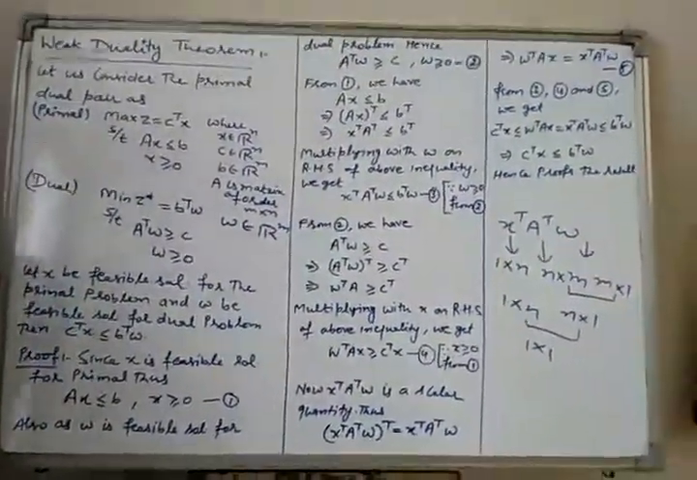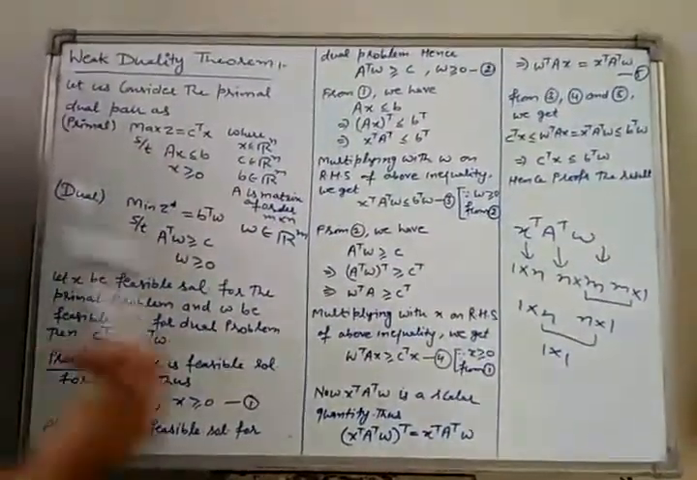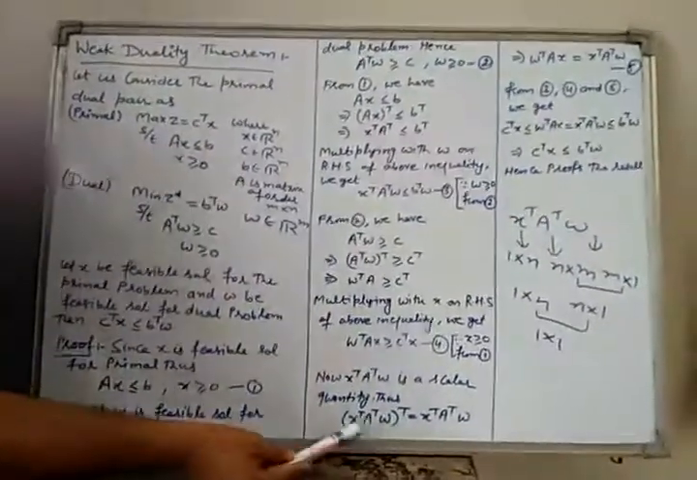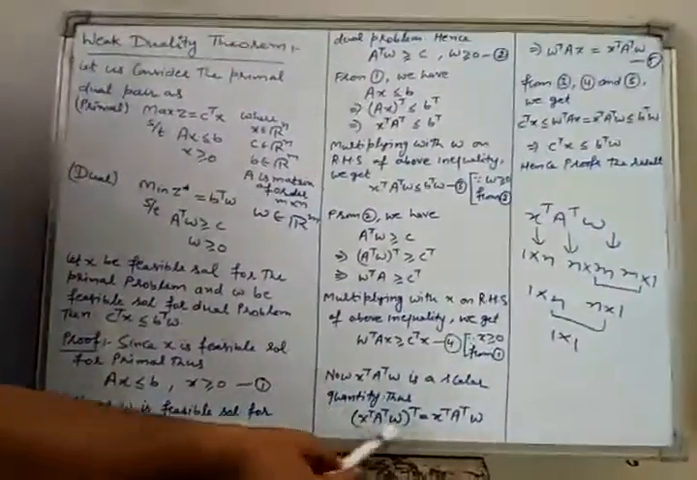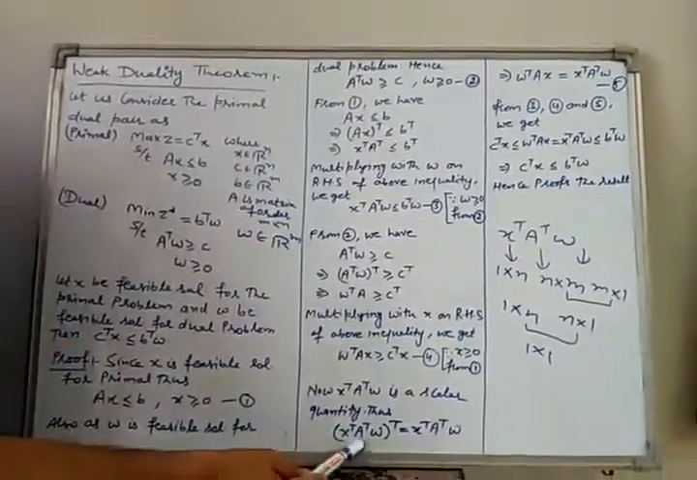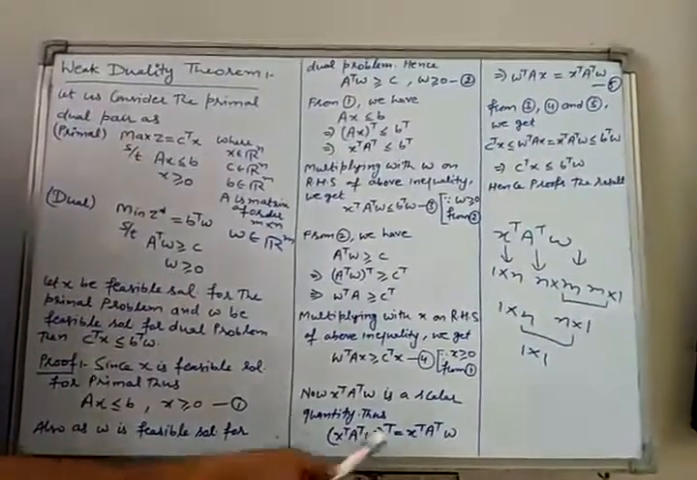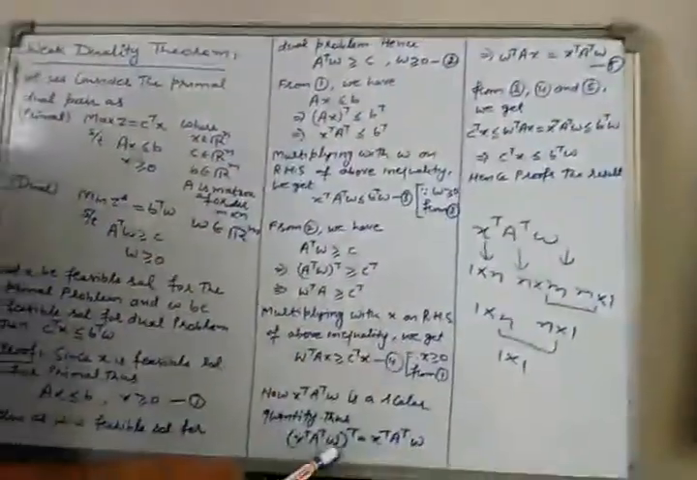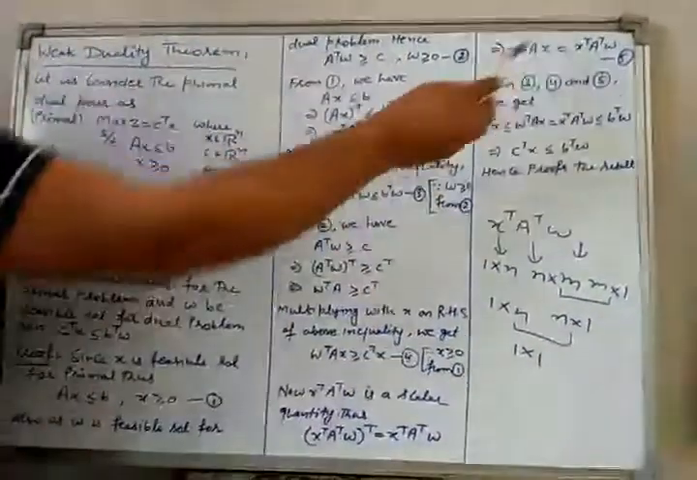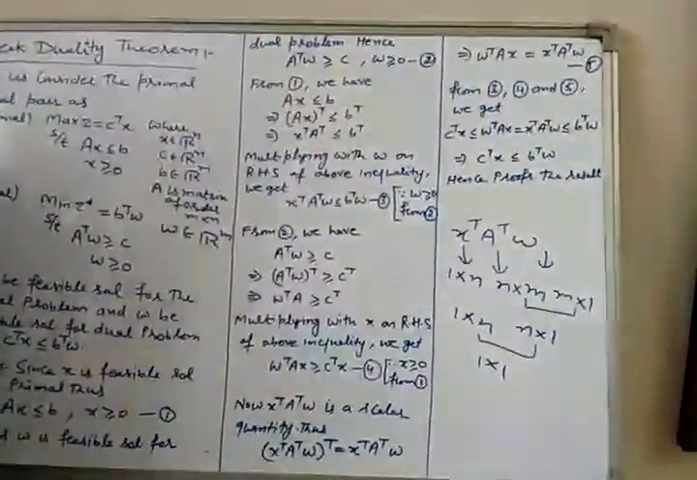Now the property of a scalar quantity is that the transpose of that quantity is the quantity itself. Therefore, (X transpose A transpose W) whole transpose is equal to X transpose A transpose W. Apply the reversal law of transpose on the left hand side. This becomes W transpose, A transpose becomes A, and X transpose becomes X, equal to X transpose A transpose W. Say it is equation number 5.